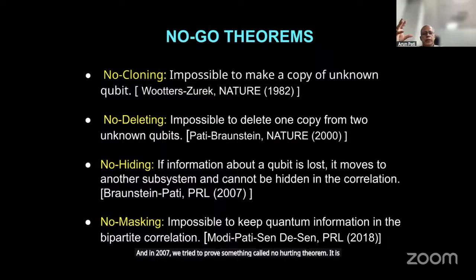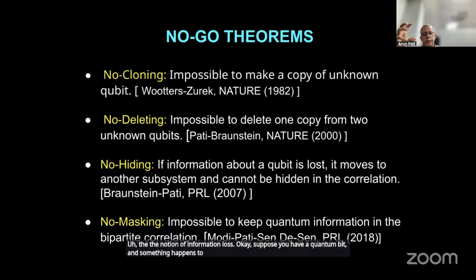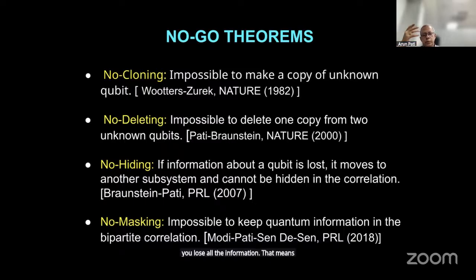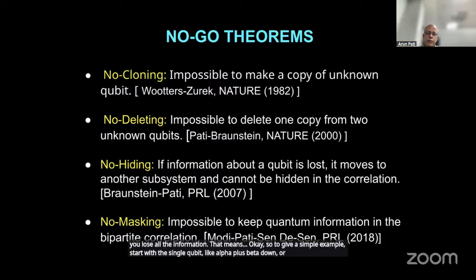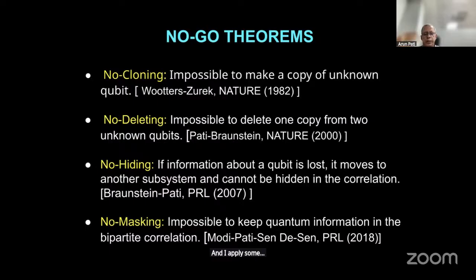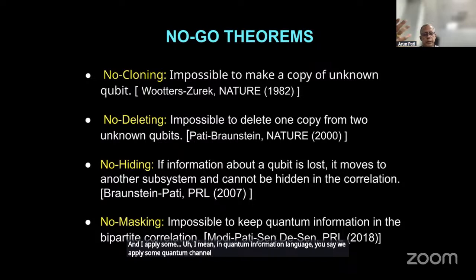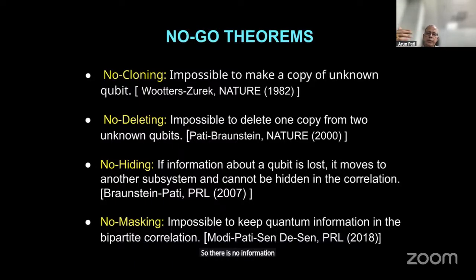It has to do with the notion of information loss. Suppose you have a quantum bit and something happens to your qubit, and at the end you lose all the information. To give a simple example, start with a single qubit like alpha up plus beta down, or alpha 0 plus beta 1, and apply some quantum channel which transforms this quantum state to, say, a completely random state like I/2, where I is the identity matrix. That has no information about alpha and beta.